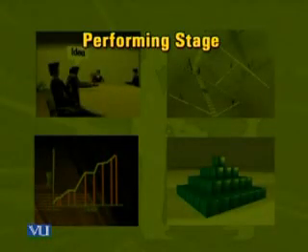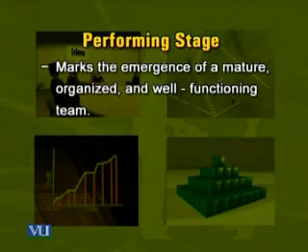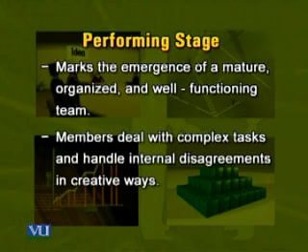Jab cheeze aasta aasta normalize hoke move karne ke liye taiyar ho jati hain, set ho jate hain, system structure ban jate hain, tor tareeke ban jate hain, SOPs defined ho jate hain, aur apna apna role samajh liya jata hai. The next stage is naturally now they are ready to perform. So it is going to be the performing stage. Yahan pe kya hoga? The marks that emerge of a mature, organized and well-functioning team yahan pe hoti hain. Aur members deal with the complex tasks and handle internal disagreements in creative ways, and that is how they will move and they will actually perform for whatever reason they were made as a team, for whatever function they were supposed to perform, they will perform it.